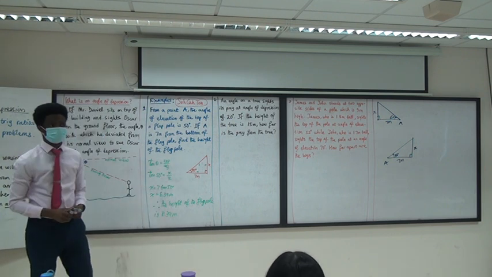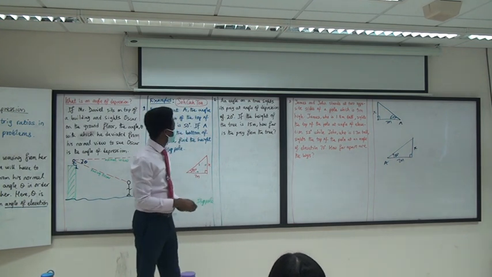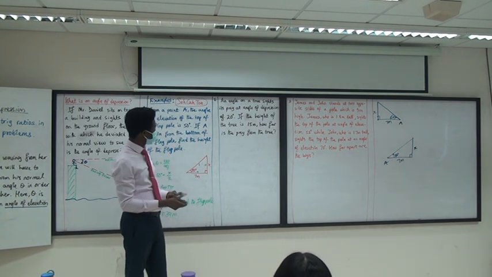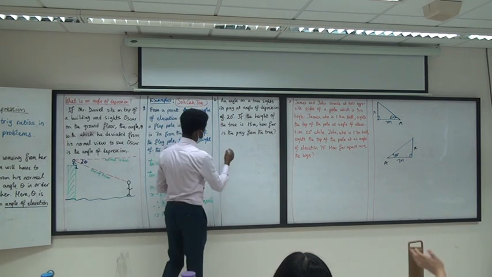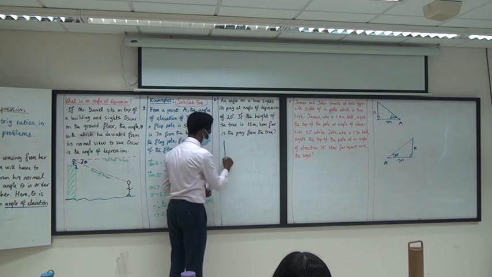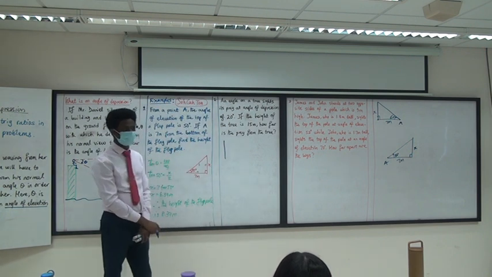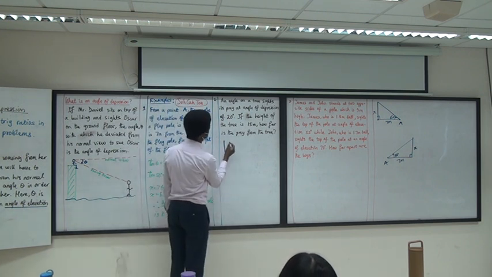Questions? Let's move to the second. So again, an eagle on a tree sights a prey. There's a tree. Again, you don't have to draw a tree, just draw a line. Okay? Sight a prey with an angle of depression of 20.